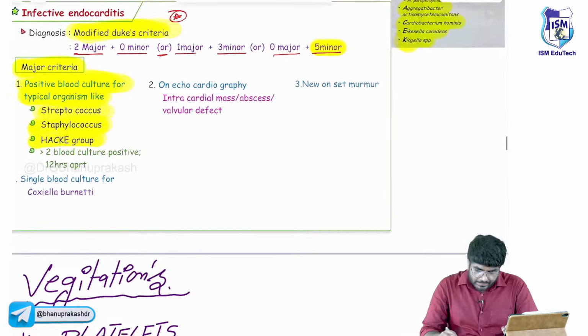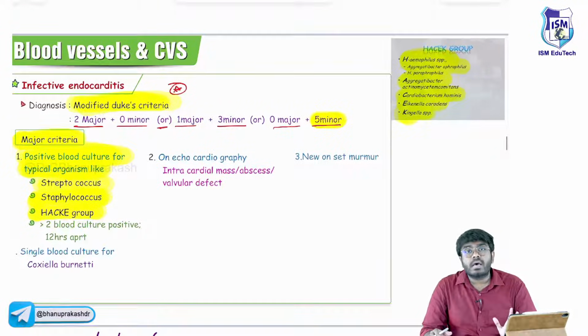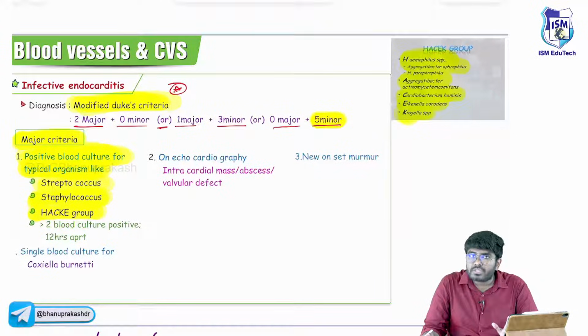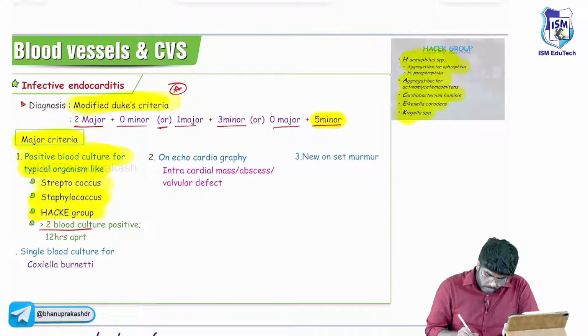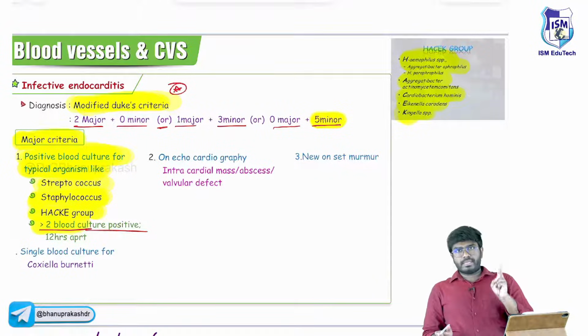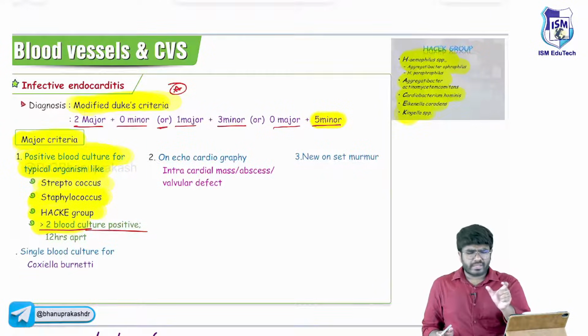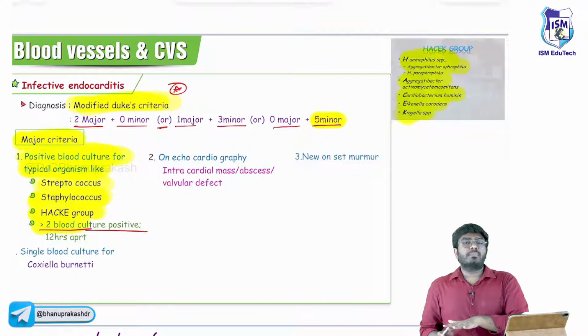So if you are getting a blood culture positive with these organisms, how many blood cultures should come positive? At least 2 blood cultures should come positive. That's the MCQ. You have taken the blood sample and cultured it and it came positive. Not one time, again after some time you have to take the blood, and even then the blood culture should come positive for the same organism.